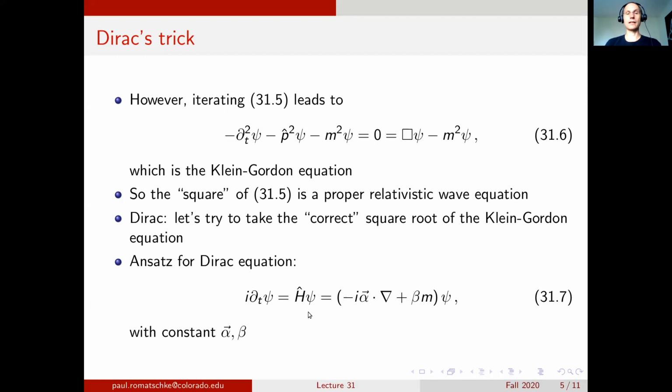So he made an ansatz for the wave equation that now bears his name, the Dirac equation, in which we have i dt psi on the left-hand side, and on the right-hand side we have the Hamiltonian acting on psi. And he made the ansatz that the Hamiltonian consists of two terms. One is the derivative operator nabla, and the other one is a constant term that is proportional to the mass, where these two terms, since we don't know them yet, come with two constants, alpha, that's multiplying the derivative operator, and beta.